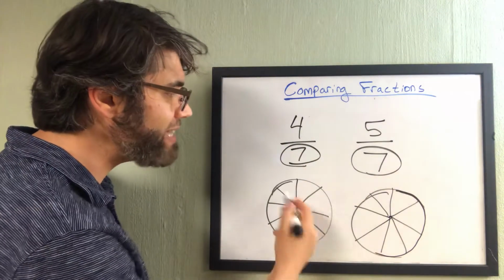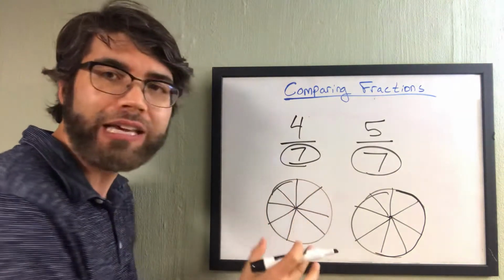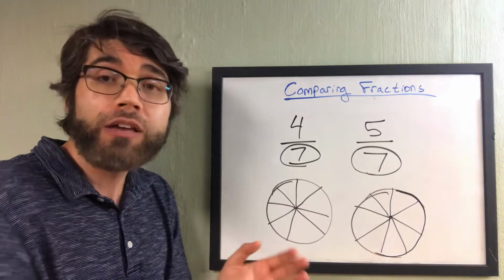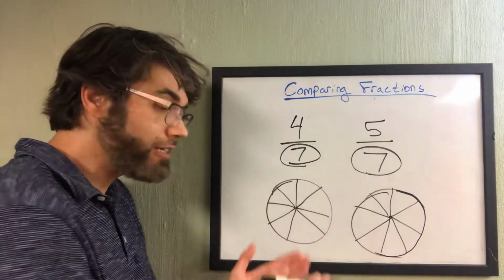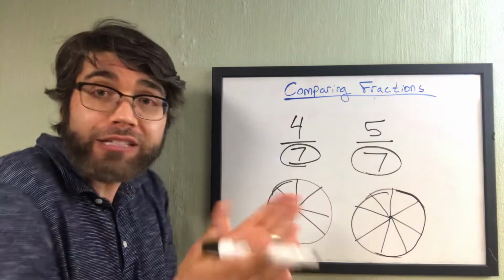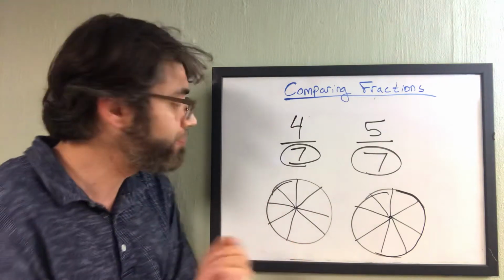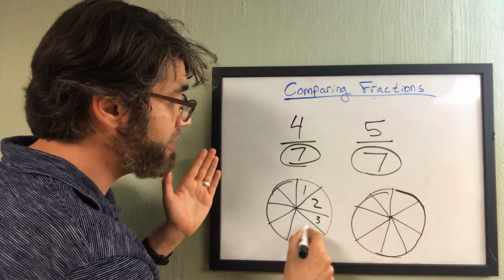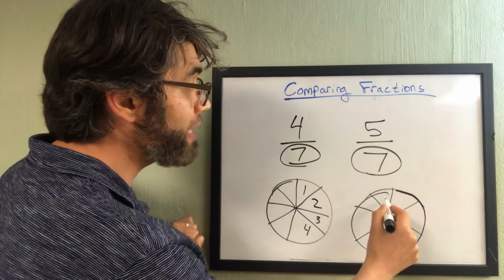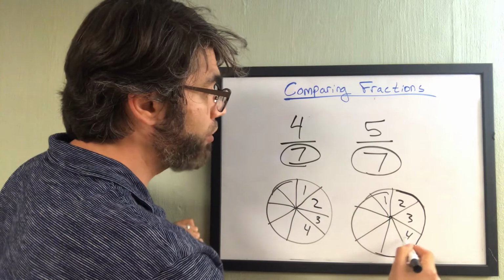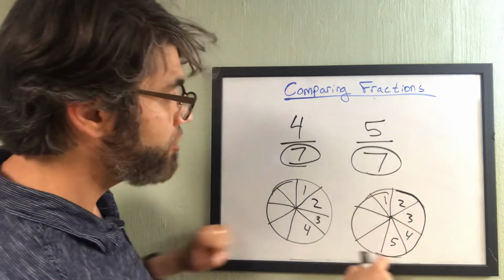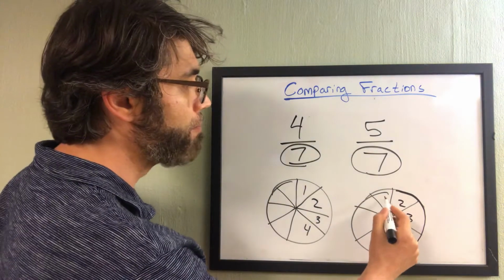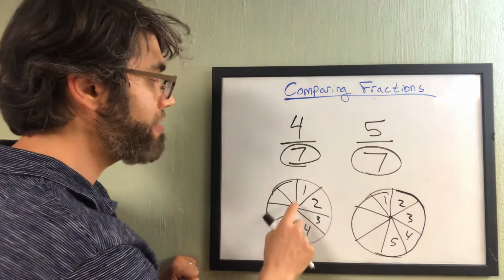Now, when you slice a pizza into 7 pieces, each one of those pieces is going to be equal, and it's going to have a certain size to it, okay? And so you want to pick 4 of them. So 1, 2, 3, 4. But here we're picking 5 of them. 1, 2, 3, 4, 5. So do you see that here we're picking out more slices than over here?